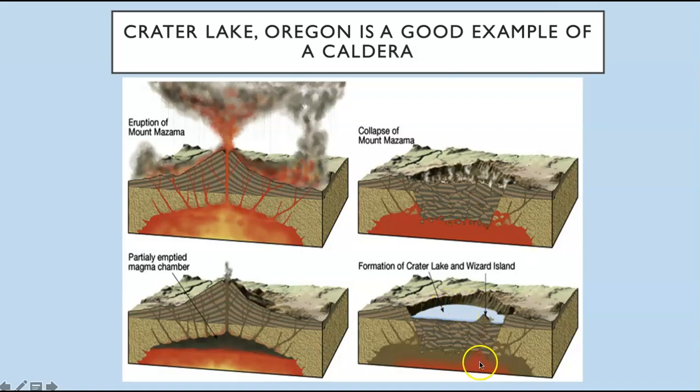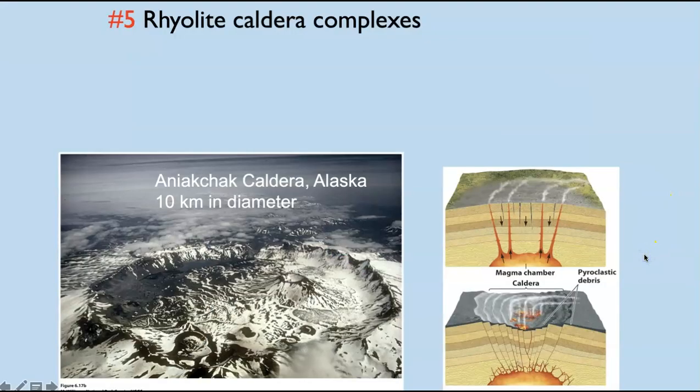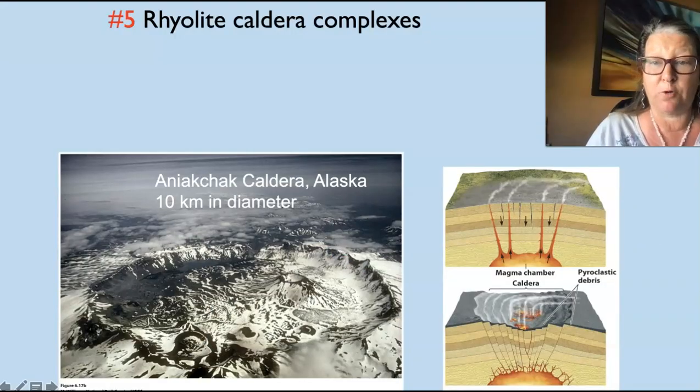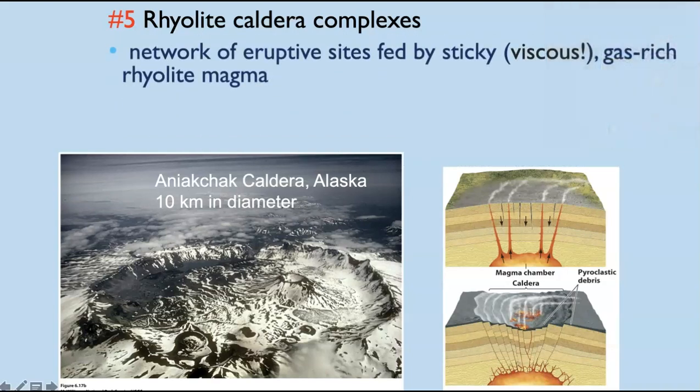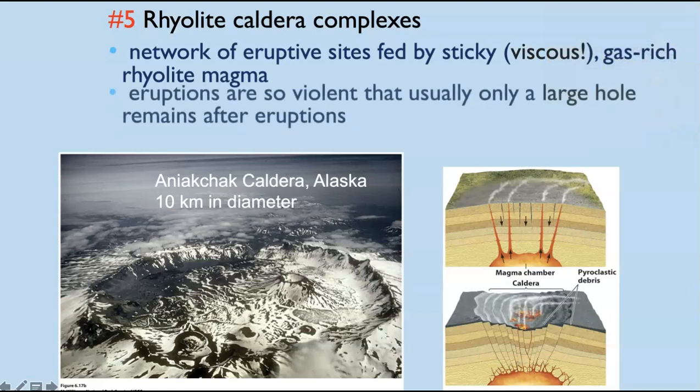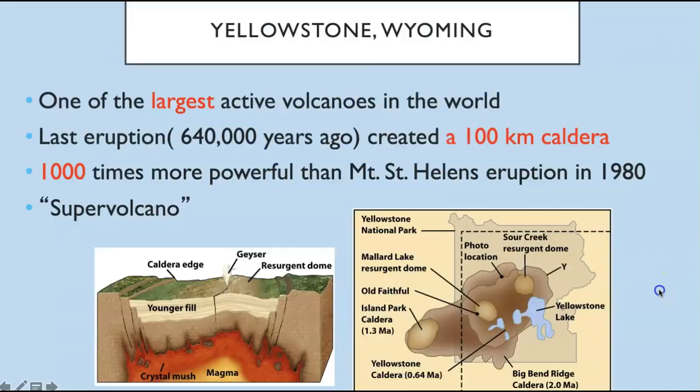And there was a little resurgent activity here that created a little island called Wizard Island. So now I'm going to show you a picture of this today. Here's Crater Lake in Oregon, and there's Wizard Island. So I introduced calderas because rhyolites primarily form calderas. Remember, rhyolites are the most viscous and the most explosive of eruptions. These tend to be so violent that they blow everything away, and you're just left with this big caldera, this big hole. So here's a caldera in Alaska, and then here's another cartoon just showing how exactly these things form.